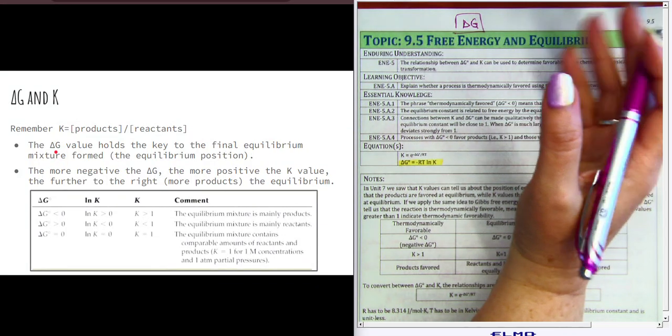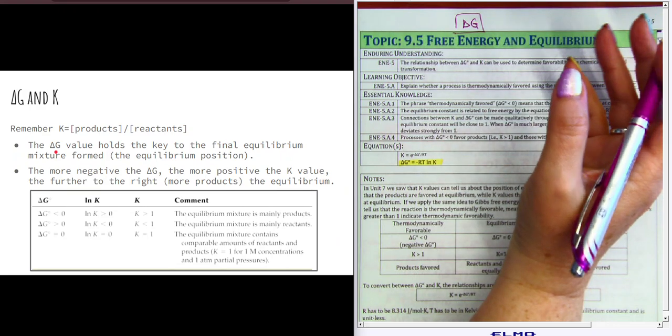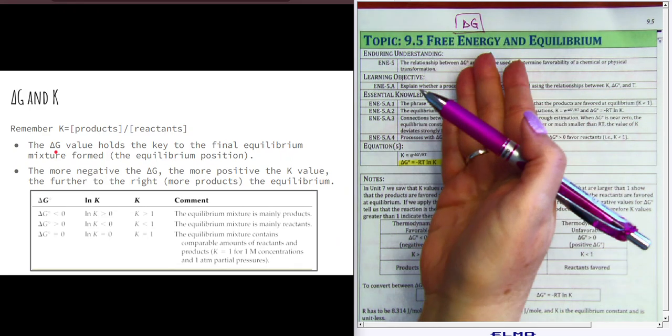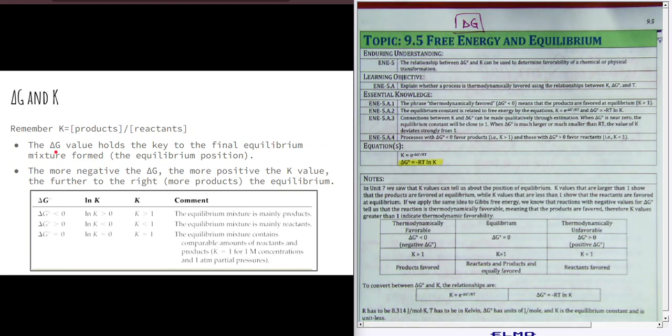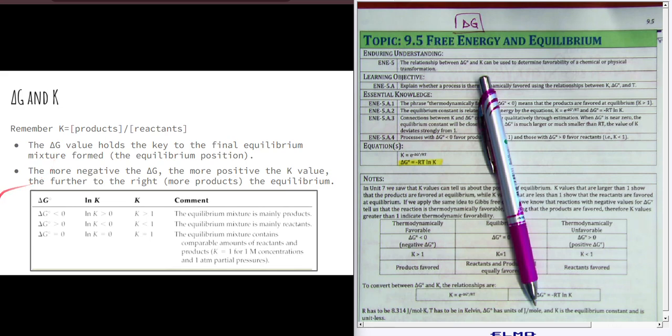All of these other things are just helpful for us to make predictions, but what he says goes. And so delta G determines everything in terms of thermodynamic favorability for what we're doing. The more negative the delta G, the more positive the K value, and the further to the right, the more products that we have at equilibrium. Let's talk about the math behind that statement.